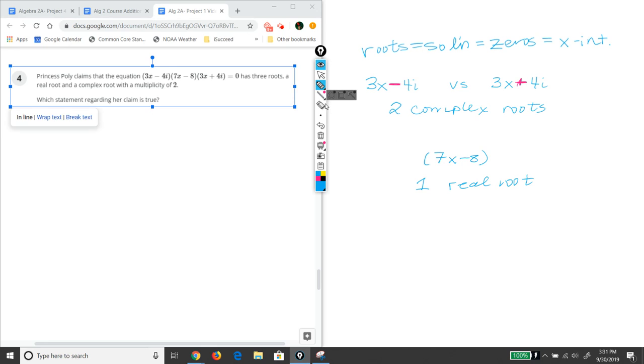So she's right that there are three roots, but there are three unique, meaning different, roots. And we know that there are three unique or three different roots because we have three different factors. That is actually the basis of all algebra. It is so important. It is called the fundamental theorem of algebra.